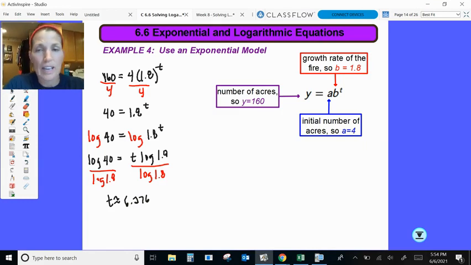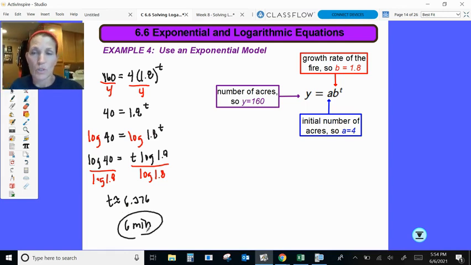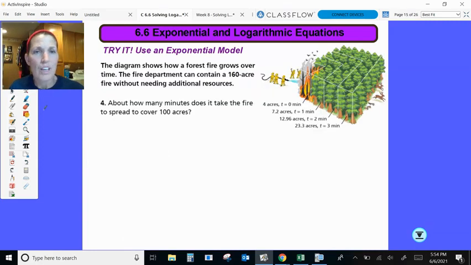6.276. And so what does that mean? That means it's going to take about 6 minutes, a little over 6 minutes, before the fire department is going to need additional resources to help them with the fire. It's not very long, okay?